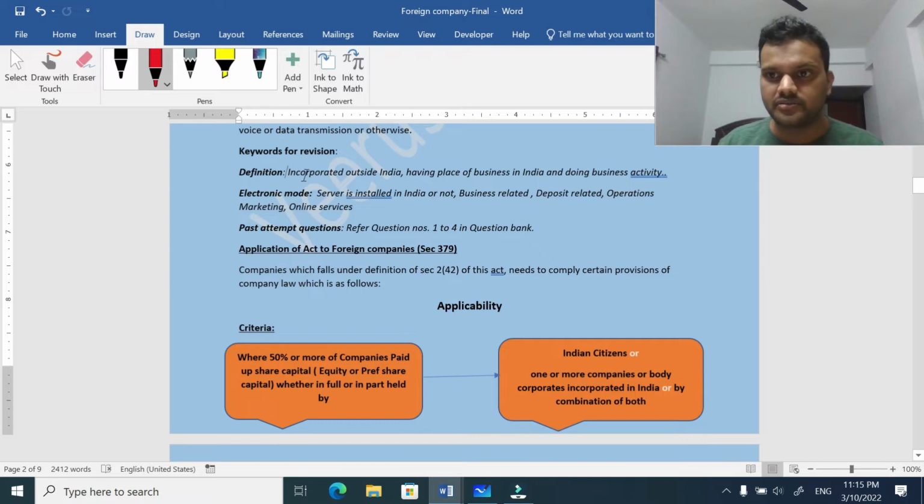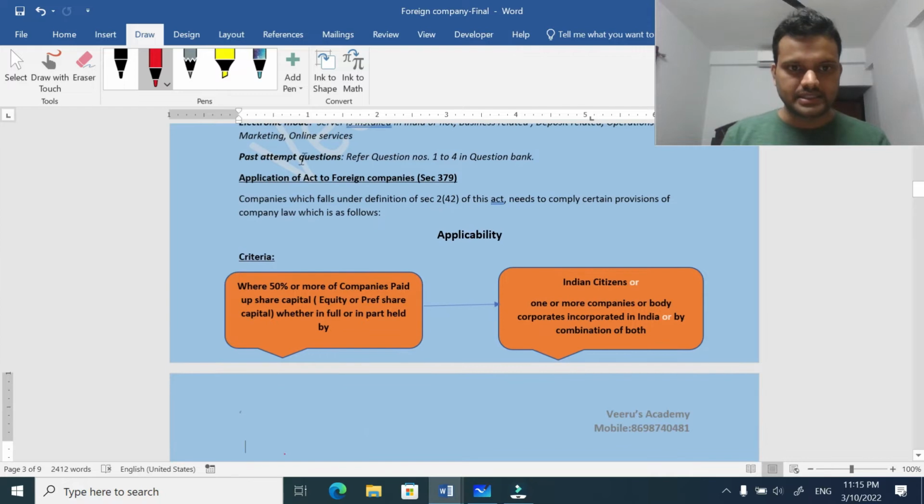For example, if you want to revise this foreign company definition, just see these words: incorporated outside India, having place of business in India, and doing business activity in India. If you see these words, you should be able to recollect the entire definition, especially on the day before the exam. These keywords for revision will be very useful. That's the reason why I included them in the material. Utilize it. Even for the electronic mode, server is installed in India. All of the important points I kept here for a few important sections.